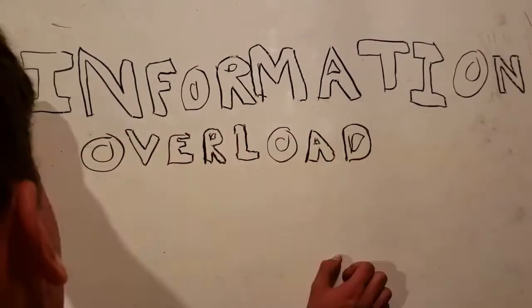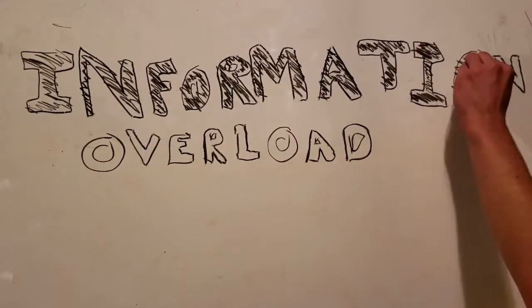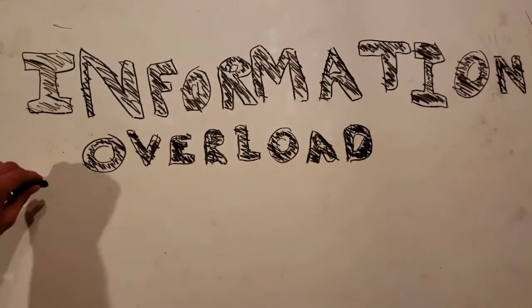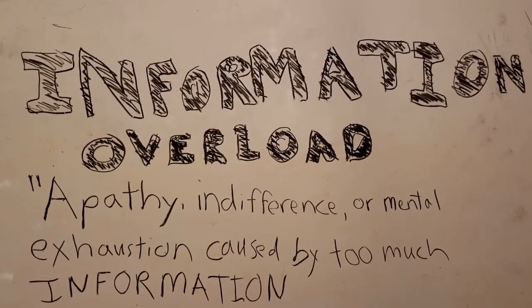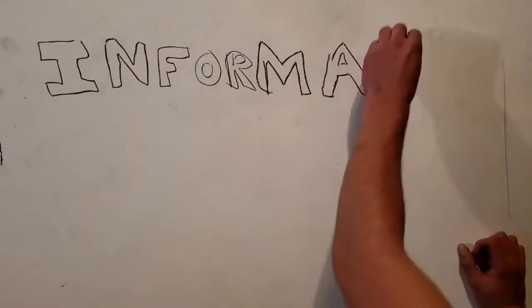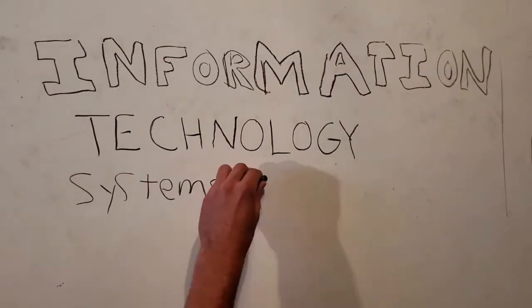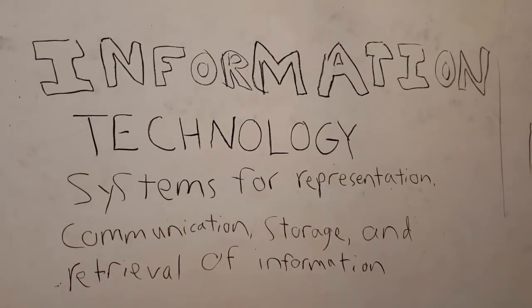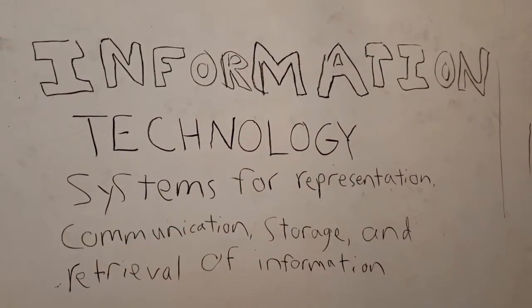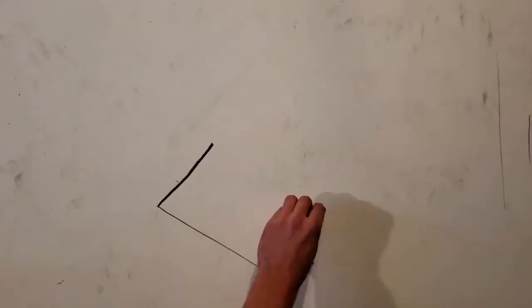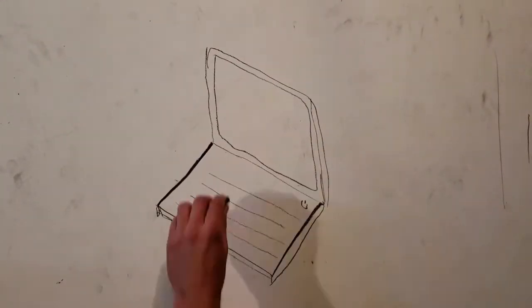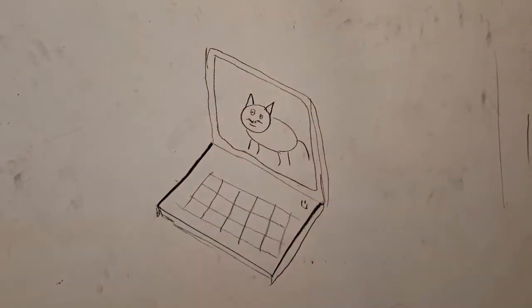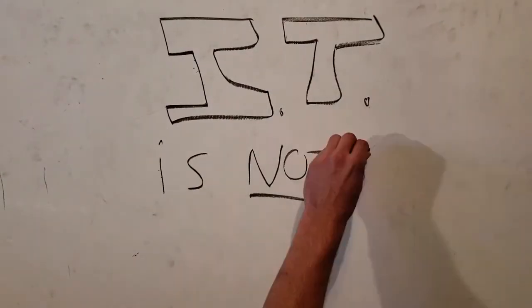Information overload is defined by James Gleick as apathy, indifference, or mental exhaustion arising from exposure to too much information. Information overload exists because of information technology, which are systems for the representation, communication, storage, and retrieval of information. When people hear information technology, they immediately think of computers and the internet, and many believe that information overload is a recent problem brought about by the digital age. However, information technology goes back millennia.